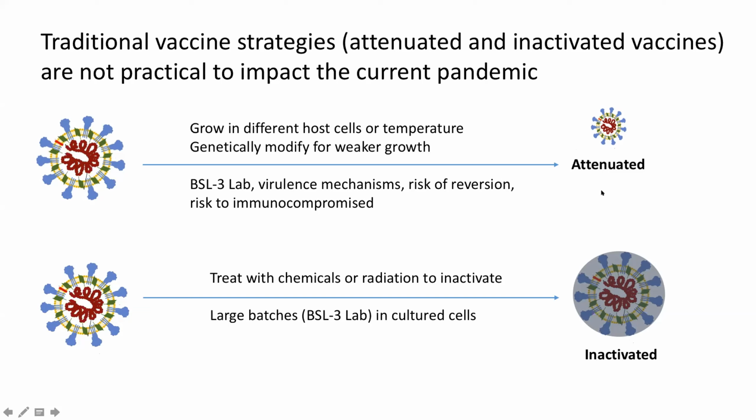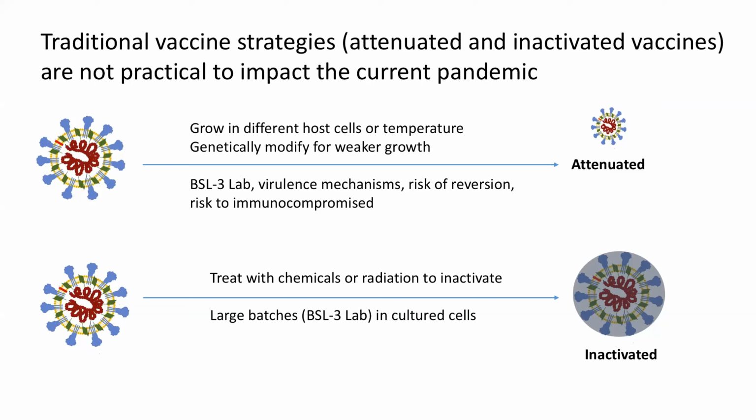An attenuated vaccine is just a weakened form of a virus. It can still replicate in the person that receives the vaccine, but it does so at a very low level and doesn't cause disease. Because it replicates, it induces a nice immune response.